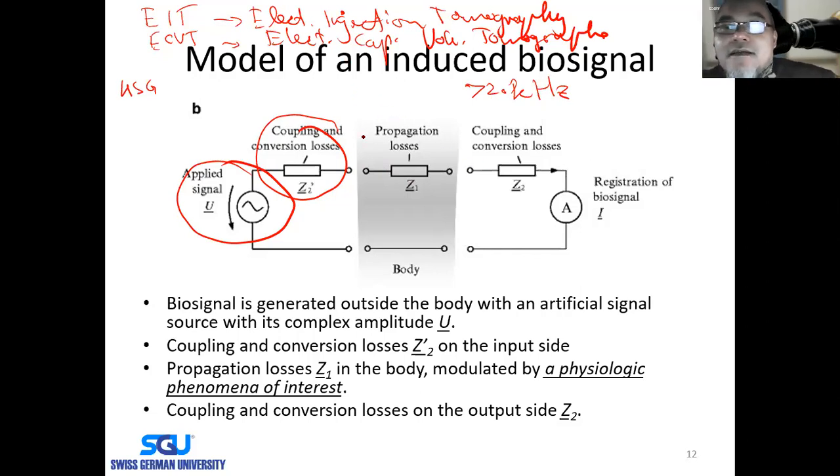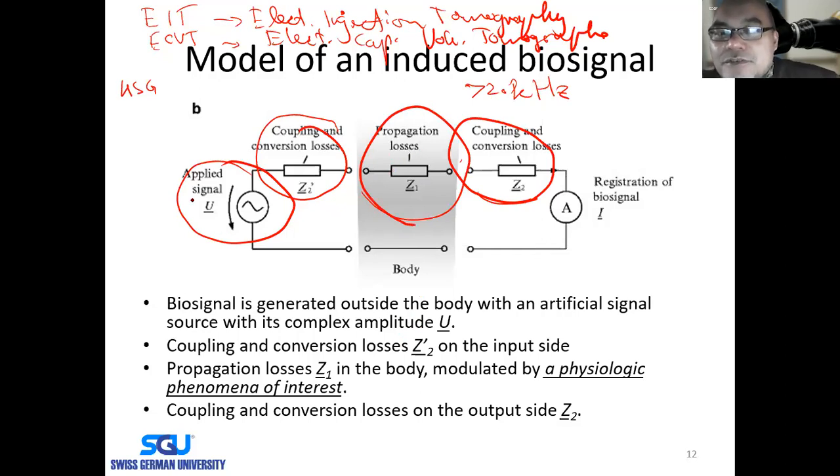The scattered signal goes to the other part of the transducer, which acts as the sensor. And there will be another coupling and conversion loss. This part is Z2. And then it will be registered. The reflected biosignal will be registered by the sensor. In this case, this is modeled as an ampere meter. The information that we want is the structure of the body, right? The structure of the body is embodied or encrypted as this Z1, the propagation loss inside the body.